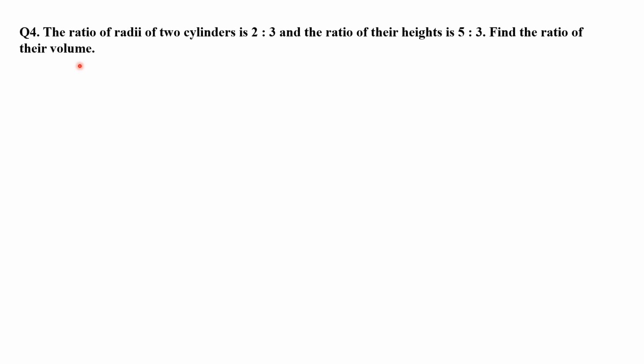Now question number 4. The ratio of radii of two cylinders is 2 is to 3 and the ratio of their heights is 5 is to 3. Find the ratio of their volume. So here ratio of the radii and ratio of the height is given.